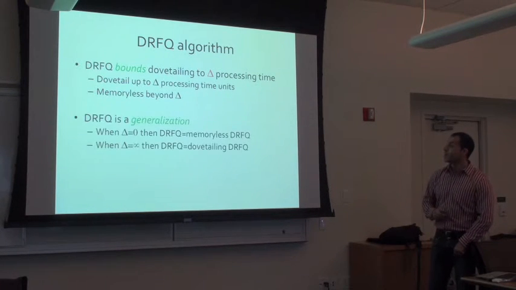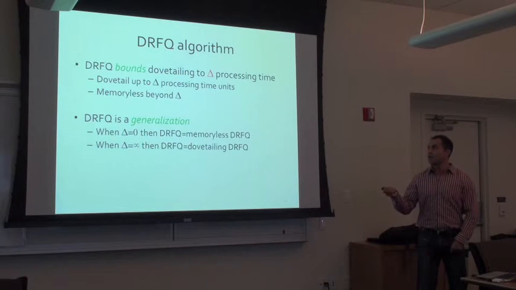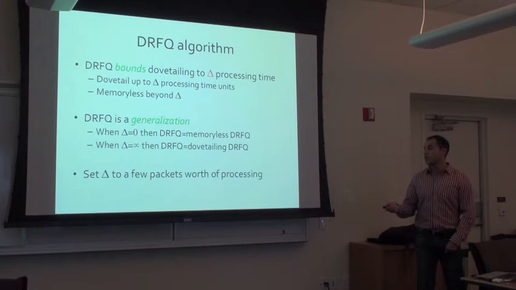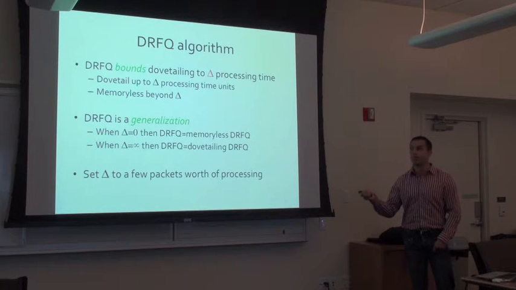You got that. So basically, now we have the RFQ. It's a generalization of these two extremes that I showed before. If you set delta to 0, you're always going to be memoryless. If you set it to infinity, you're going to be completely dovetailing. And what we usually do is set it to a few packets' worth of processing. Okay, and this is a tunable parameter. There might be smarter ways of picking this.